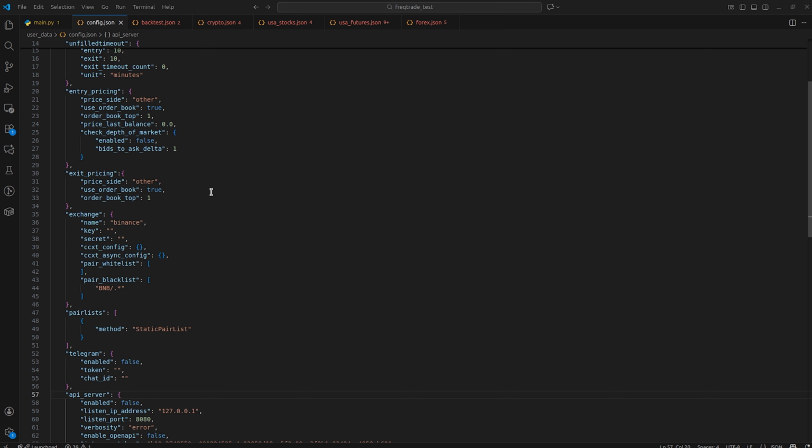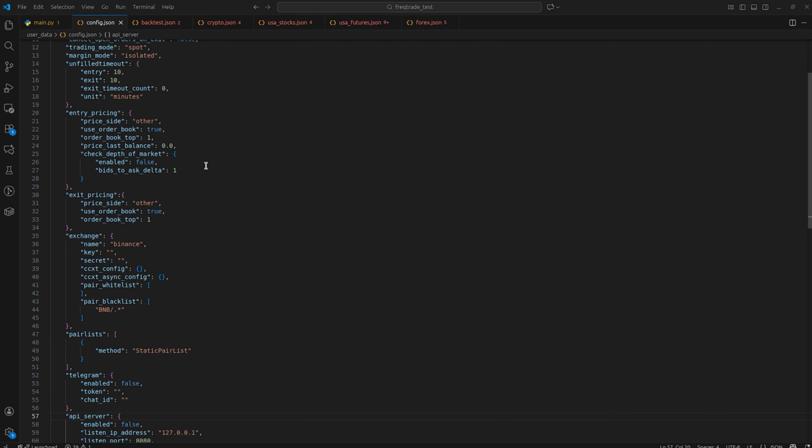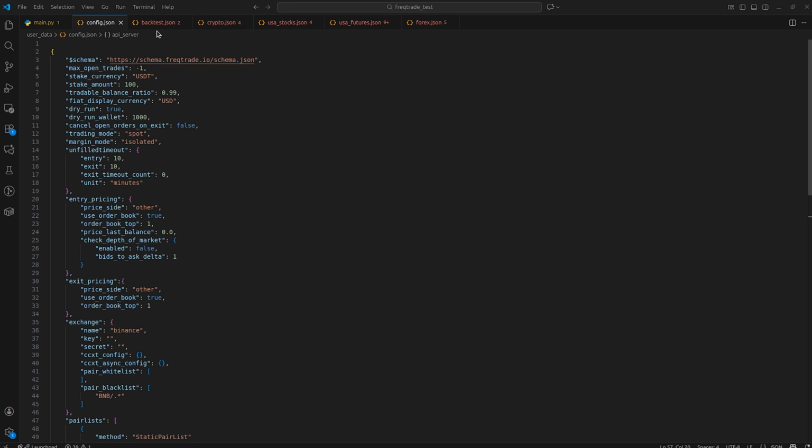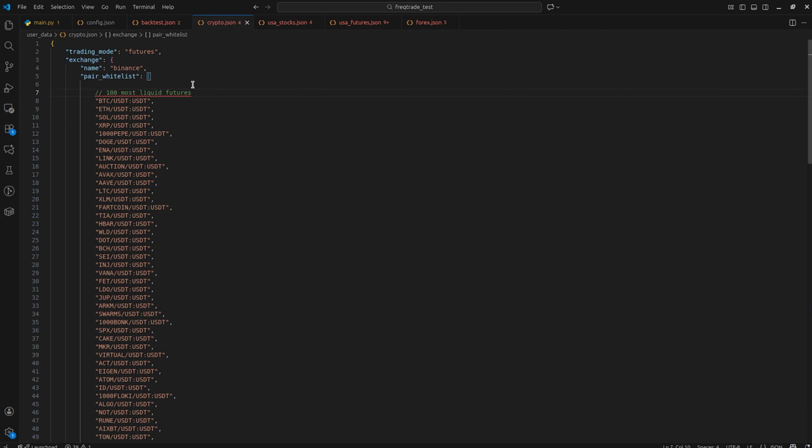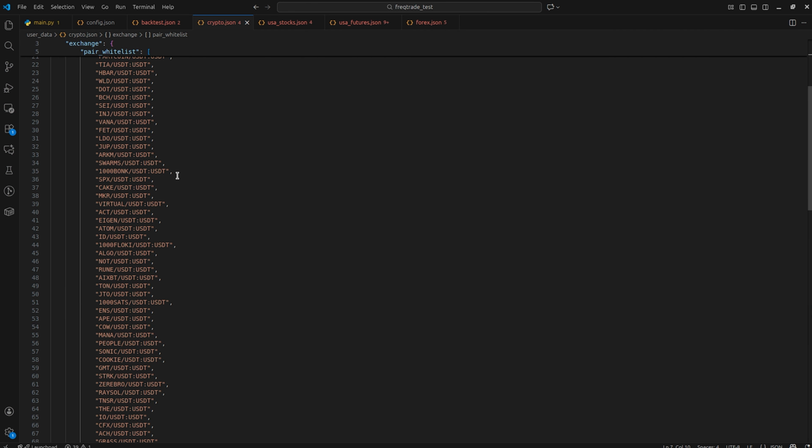First is config.json. It's a basic configuration file for the Freqtrade Python package. Next, backtest.json. It's a file that specifies some parameters for our trading logic. Next, crypto.json. Here we have a list of the 100 most liquid tickers that we are using. Next, US stocks, a similar file but for the stock market, then futures and forex. Now let's check the main script.